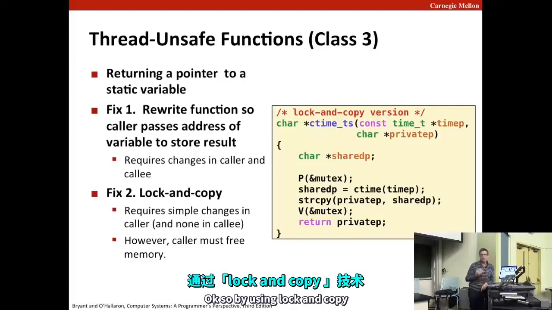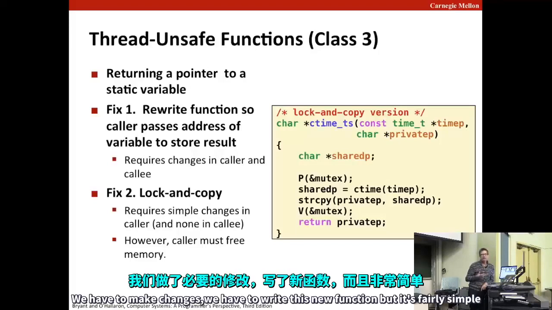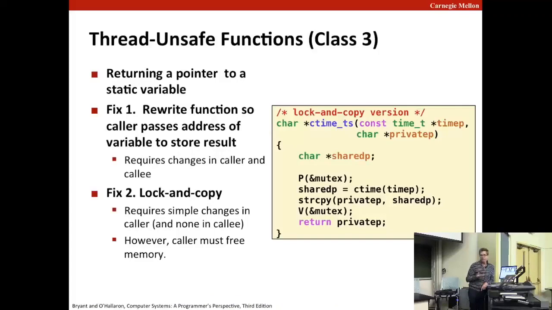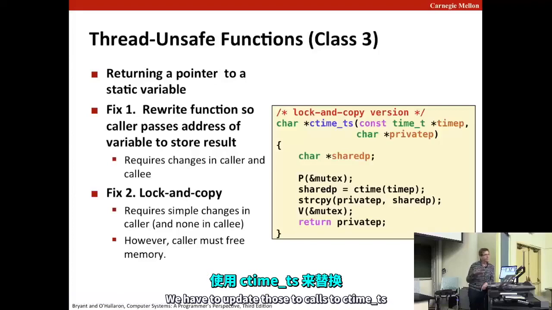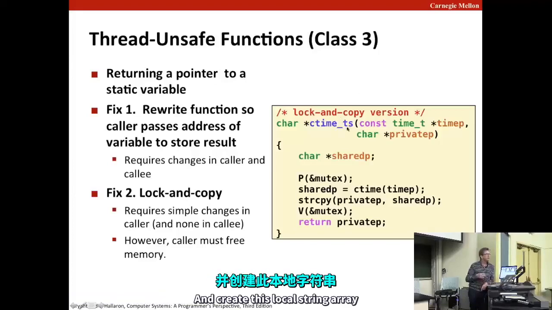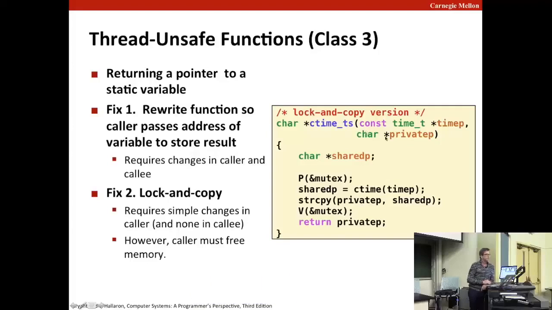Okay, so by using lock and copy, we have to make changes. We have to write this new function, but it's fairly simple. And then we have to make changes every place in our program where we call ctime. We have to update those to calls to ctime_ts and create this local string array. Okay. Yes.